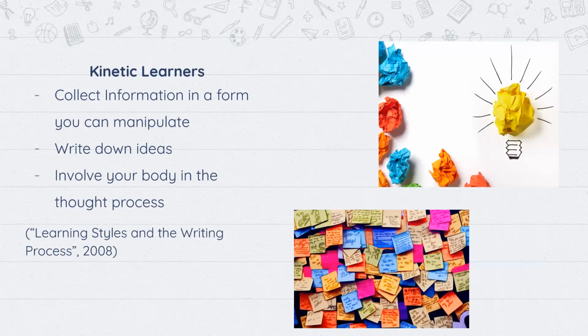Kinetic learners. So like I said, kinetic learners really like to get physical. So the best way for them to gather information is to collect information in a form that they can manipulate and move around. Post-it notes are a great way of doing this, as they could write out basic topics, move them around, scrap them, throw some in the trash, reorganize them. Really just involving their body in the thought process will help them excel.